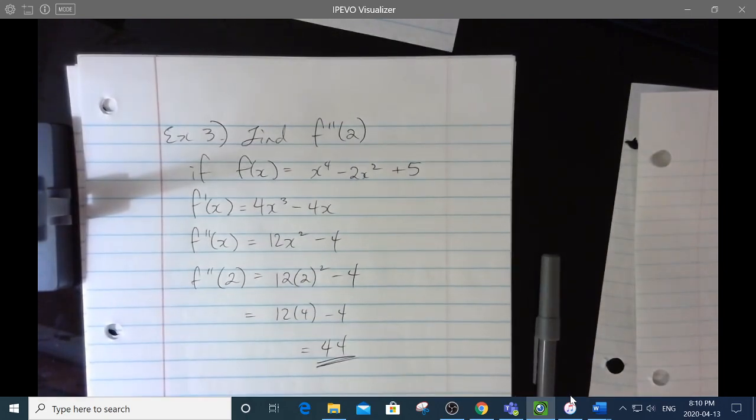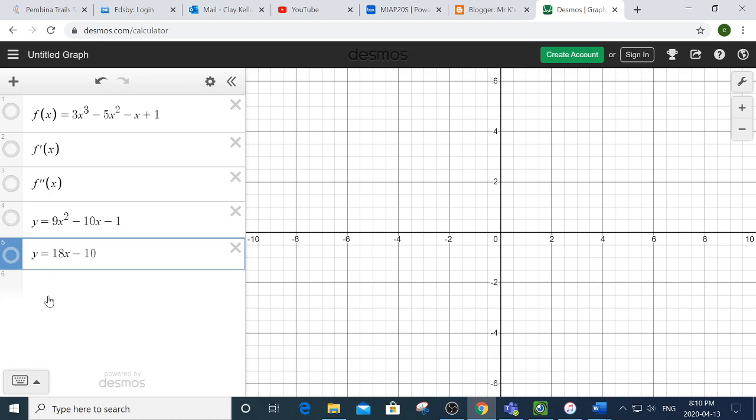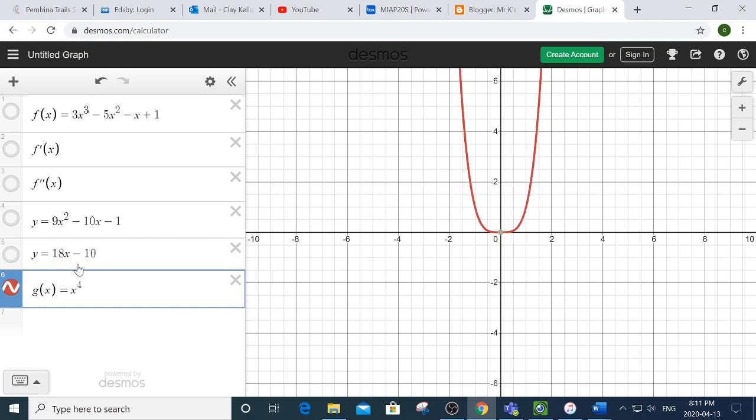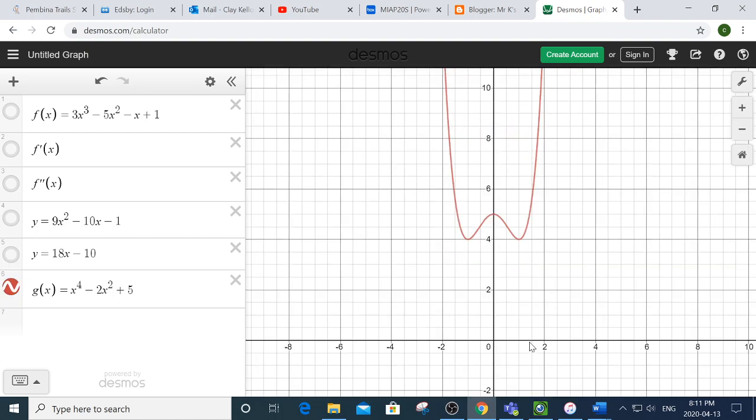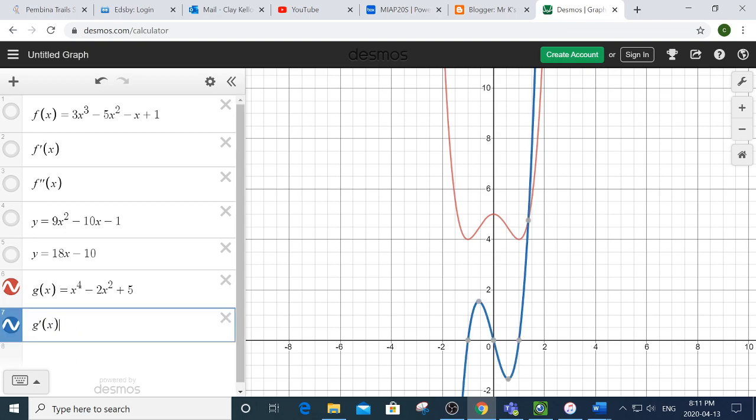Okay, and again, just for fun, and because playing with Desmos is always fun, if I were to plug in, oh, I can't call this f of x, I already have an f of x, I'll just call it g of x. If I were to go, what was it again? X to the power of 4 minus 2x squared plus 5. There we go. Well, that's an interesting looking little graph. And I would like to find g prime of x.